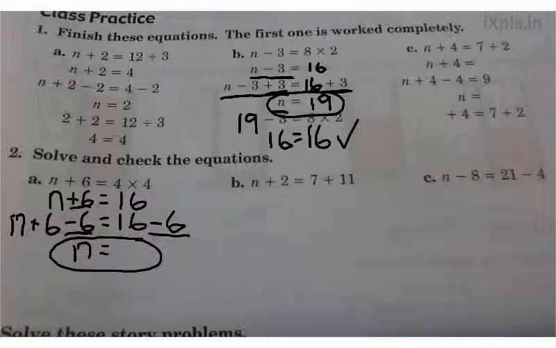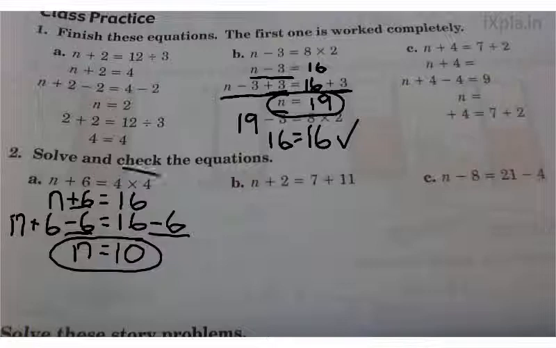Plus 6 minus 6, we're left with just n. n plus 6 minus 6 just gives us n. 16 minus 6 gives us 10. And so we have n equals 10. That is our answer, and we're going to check it.